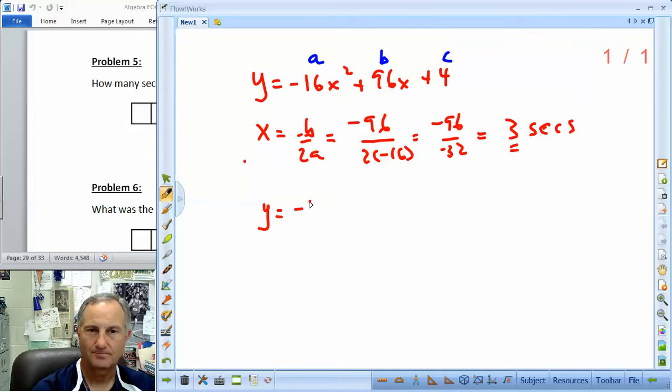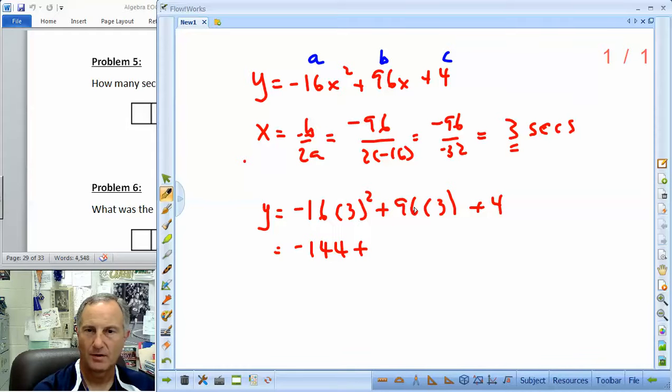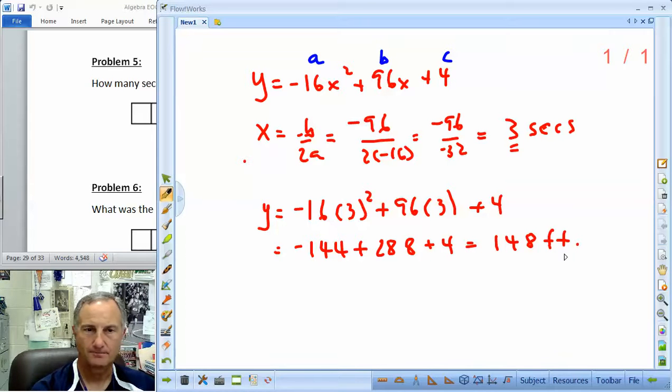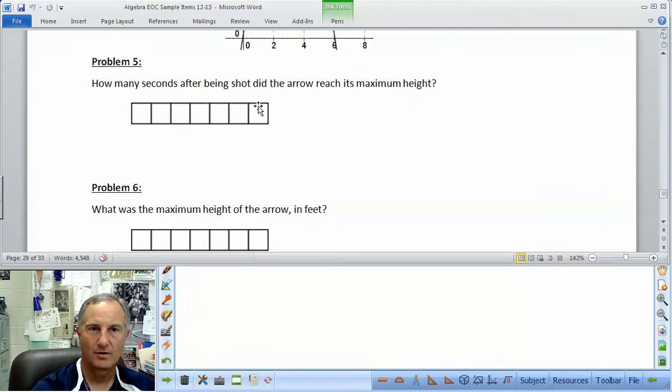How high is that? Well, let's check it out. So we're going to get negative 16 times 9 is negative 144, plus 96 times 3, which is 288, plus 4. Negative 144 plus 288 is 144, plus 4 is 148 feet. Okay, so you come back over here, 3 seconds, put it in this box or this box, and then the 148 here or 148 here, and you got it.